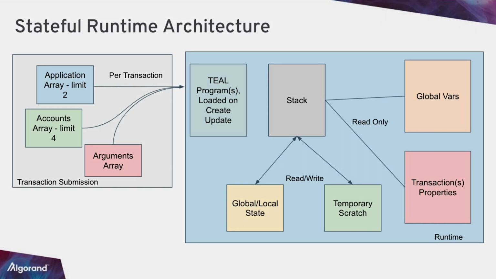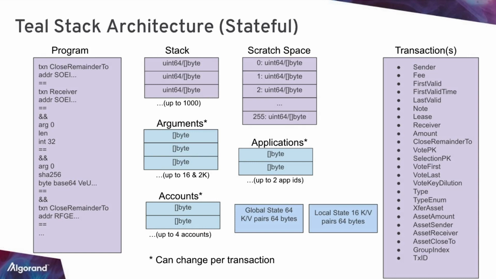All right, so that's the runtime. Another way of looking at it, similar to the previous one, is this: you can pass up to 2 stateful smart contracts to reference, and up to 4 additional accounts. You have access to 64 KV pairs in global state, 16 KV pairs per user for local state, and these are 64 bytes that can store ints, UINTs, and byte arrays. Those are the 2 types that you're allowed to store in the state.